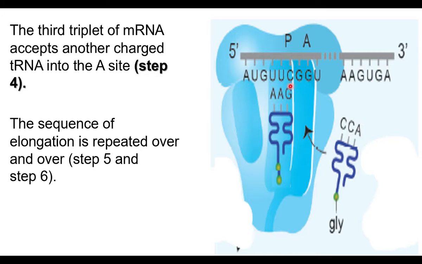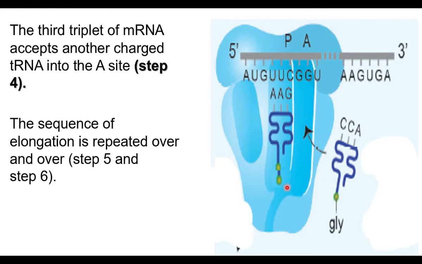When the first tRNA leaves the ribosome, the mRNA moves towards the P site by 3 codons. Already we discussed that the uncharged tRNA leaves the ribosome. At that time, the mRNA moves towards the P site by 3 codons. So the third codon comes to the A site. It is ready to receive the third charged tRNA. When the third charged tRNA comes here, the third amino acid will be added.